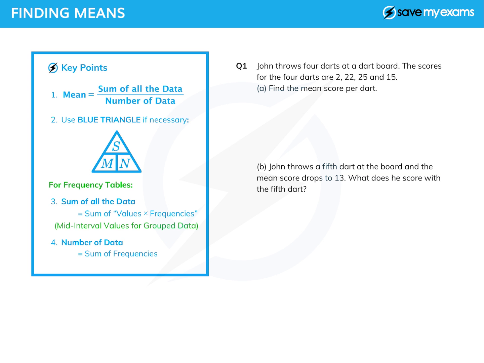As I say, we have 4 numbers, 4 bits of data, which are the scores of 4 darts that John has thrown, and we're simply asked to find the mean score per dart. So using the mean is the sum of all the data, we can say the mean is equal to 2 plus 22 plus 25 plus 15 all over 4. And that is 64 over 4, which is 16. So the mean score per dart is 16.